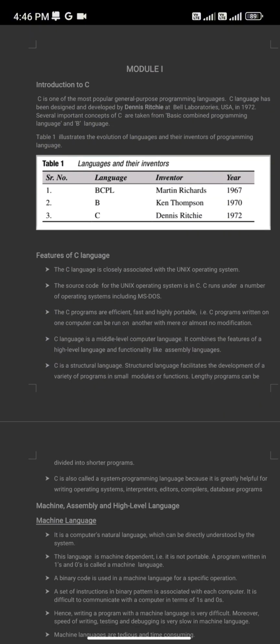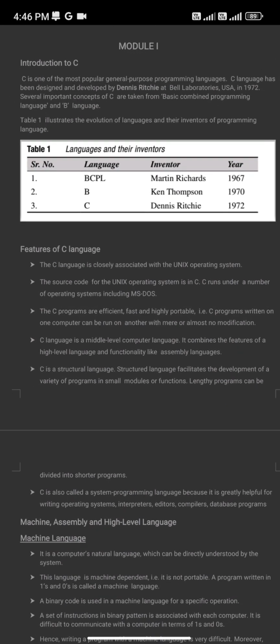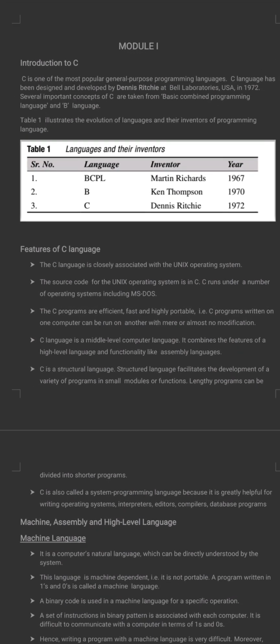C language is closely associated with the Unix operating system. The Unix operating system was developed using C language, and the source code for the Unix operating system is in C, and C runs on a number of operating systems including MS-DOS. In the beginning, only the Unix operating system was developed with C programming, but now various operating systems are developed using C language. And C programs are highly efficient, fast, and highly portable.